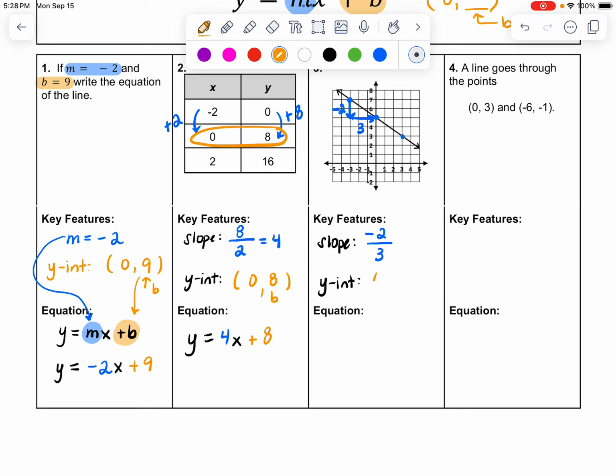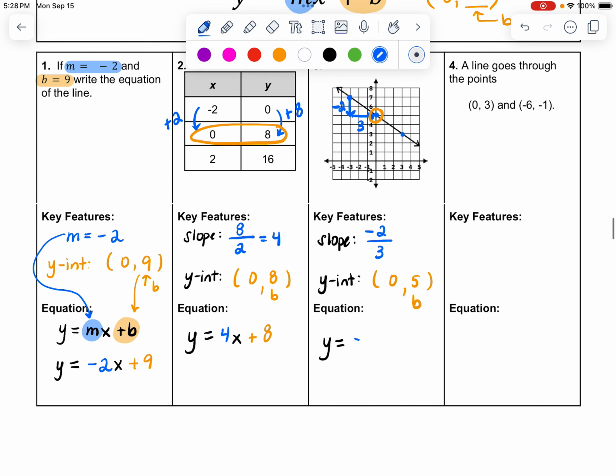The y-intercept is going to be the point that is on the y-axis. So that would be right here. The y-intercept is 5, so my b is 5. That means that my equation will say y equals m, which is -2/3, it's my slope, x plus b, which is 5.